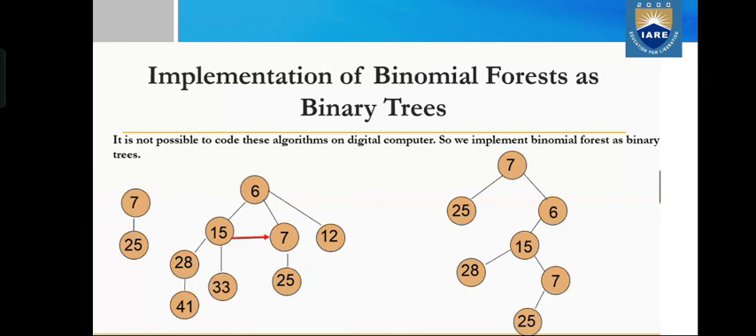Implementation of binomial trees. It is not possible to code these algorithms on digital computers directly, so we implement binomial forests as binomial trees. 7, 25. As 15 is less than 7, it becomes like this.